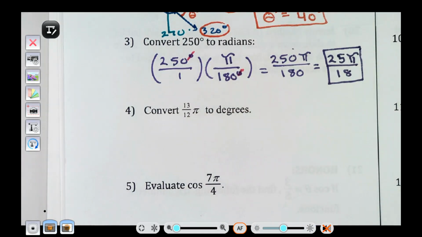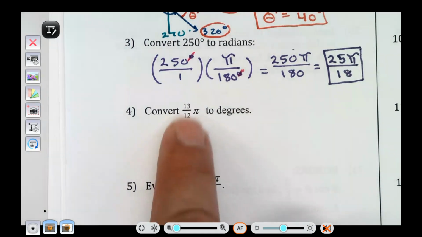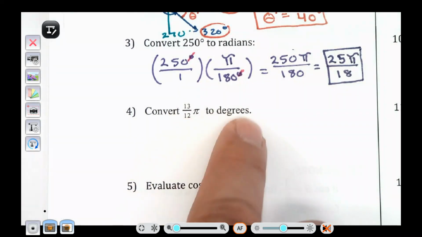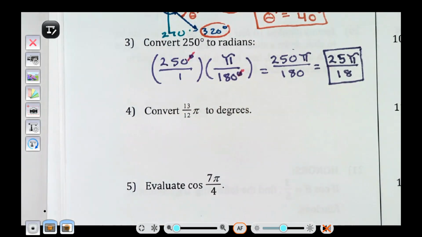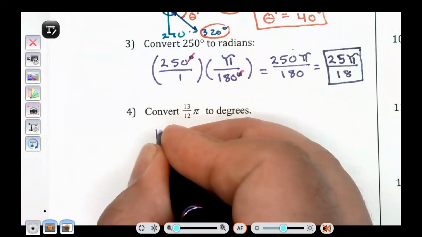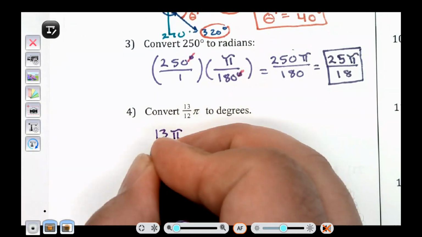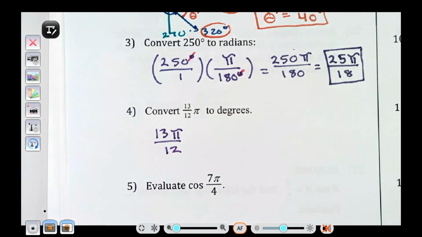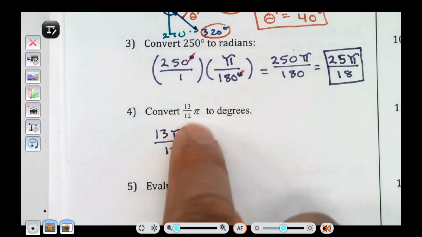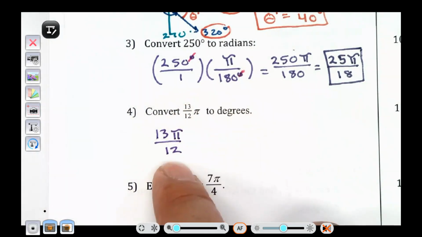Now, vice versa, they want me to convert 13 over 12 pi to degrees. Well, first of all, that pi, let's take care of that. The first thing I'm going to do is write it as 13 pi over 12. So we do a little bit of a rewrite. The pi does belong in the numerator with the 13, not with the 12.